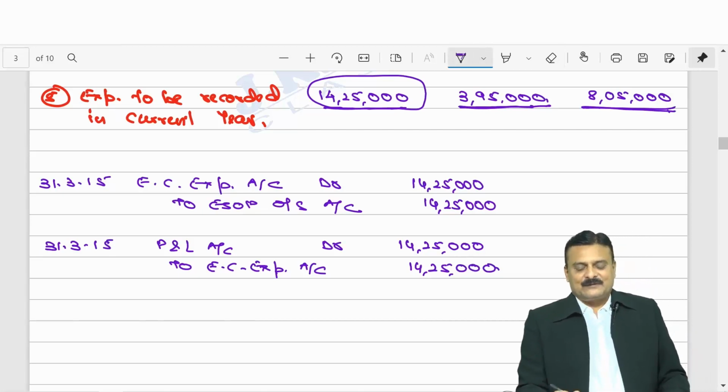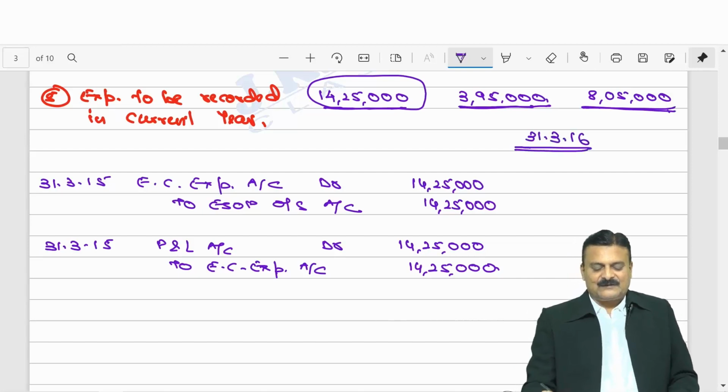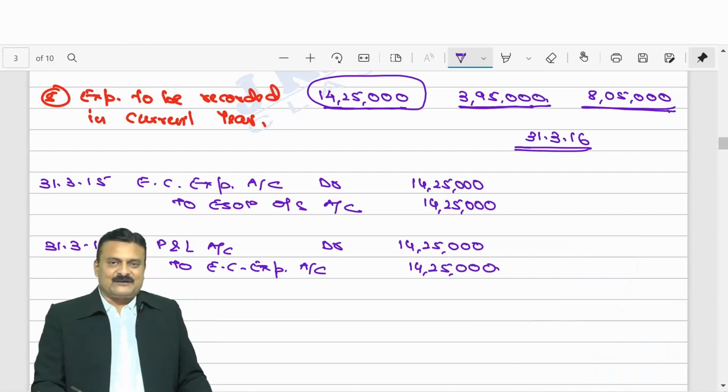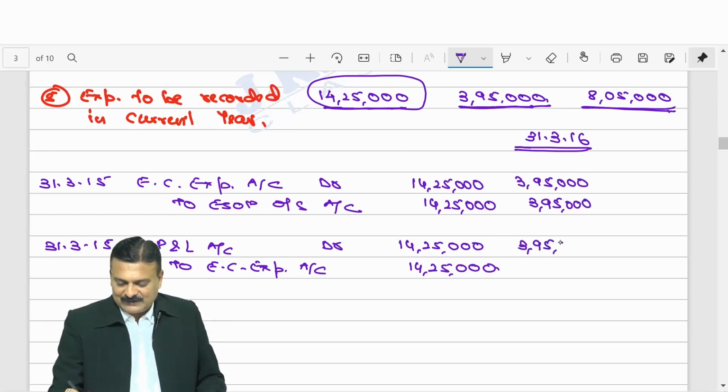Same 2 entries on 31st March 16. What is my same entries? Employee compensation expense account debit to ESOP outstanding. By what amount? 3,95,000. Second entry on 31st March 16. P&L account debit to employee compensation expense account. What amount? 3,95,000.